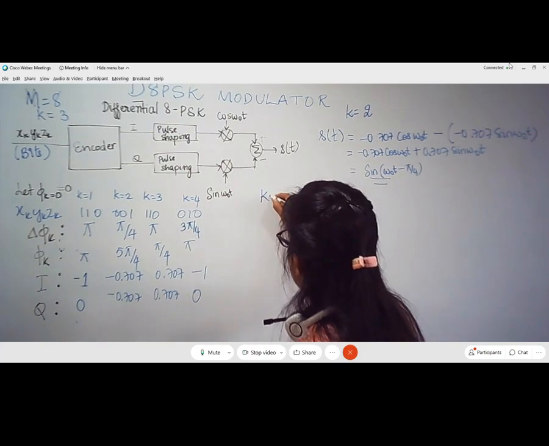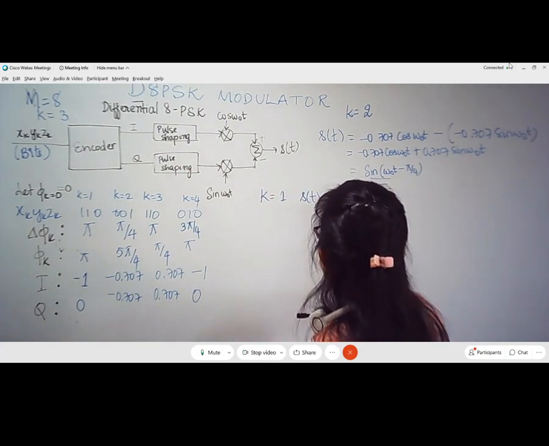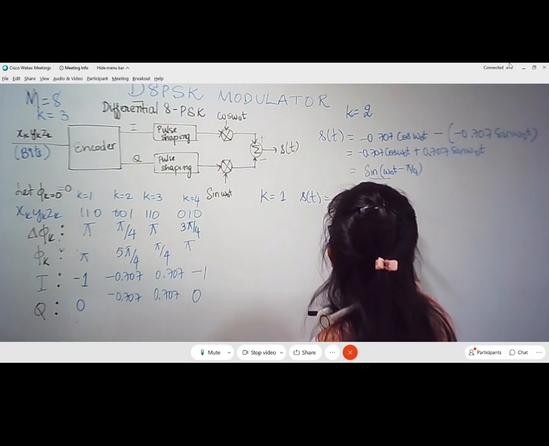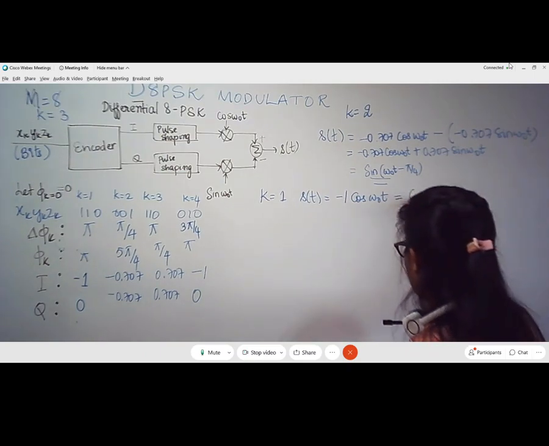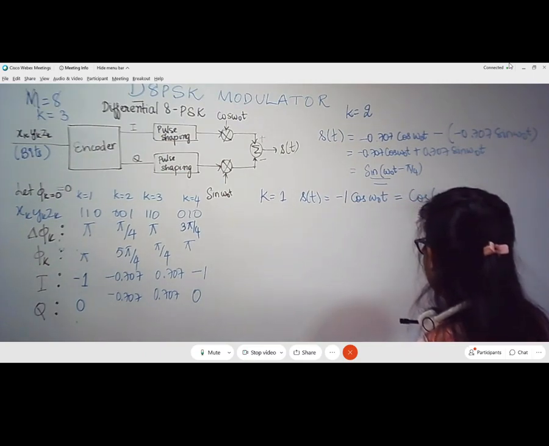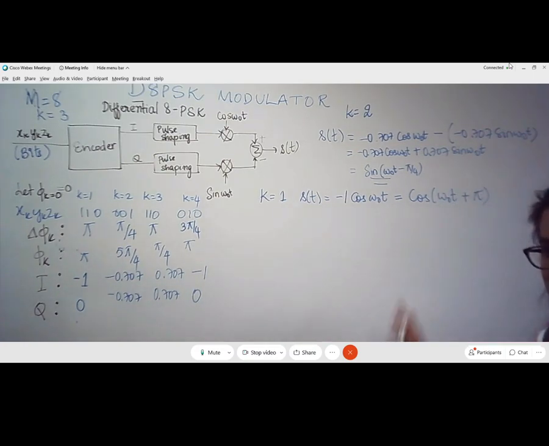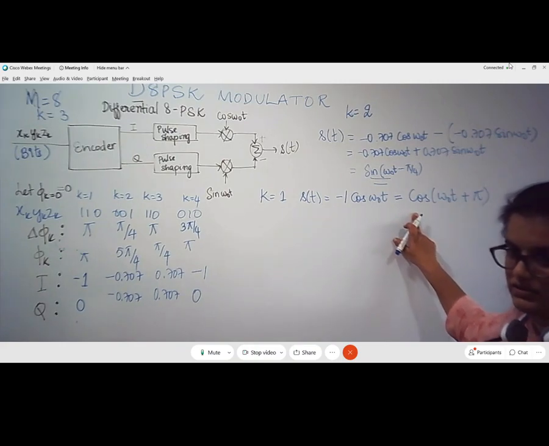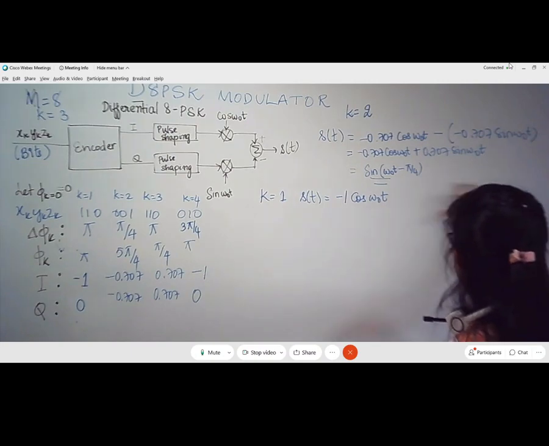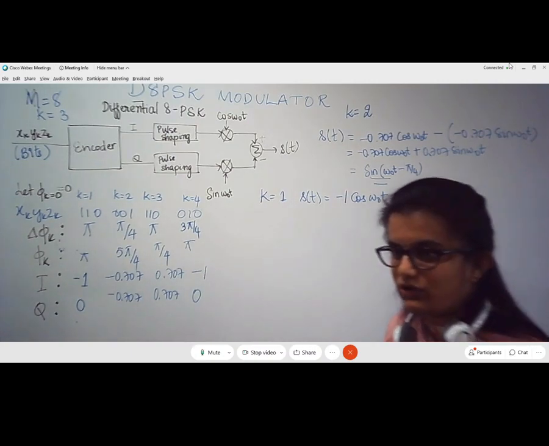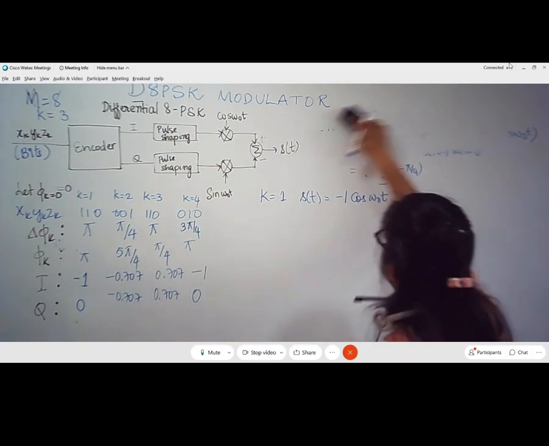Now what I'll do, I'll start off with k is equal to 1. So what is transmitted actually? S of t that is transmitted is minus 1 into cos omega naught t. Correct? This I can also write as cos omega naught t plus pi, meaning it is phase shifted by pi. I can write it like this. In the demodulator, I will write the demodulator structure here itself at the top.